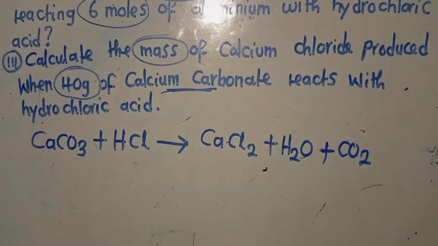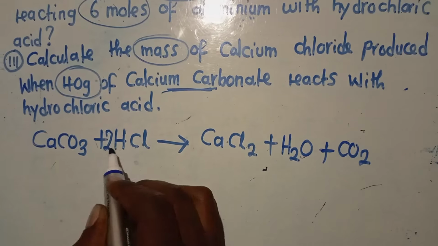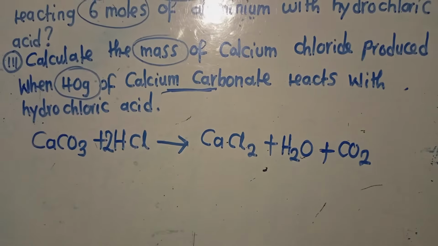I believe we know how to construct chemical equations. Sometimes you might not be given an equation, you are going to be taught like these ones. But in other questions, you are going to be given an equation. So the first thing you need to do is check if this is balanced. We just need to put a 2 here, then this equation is balanced.